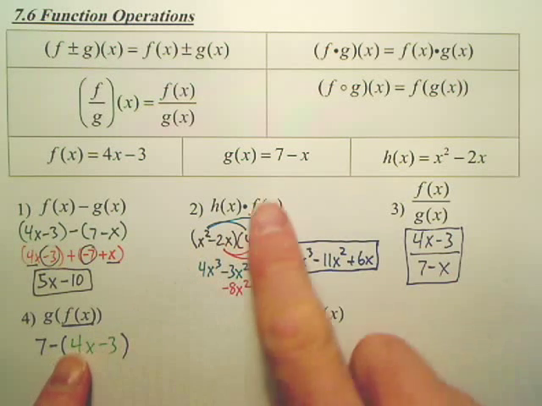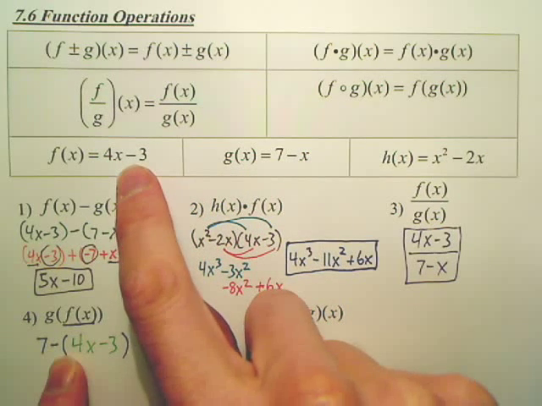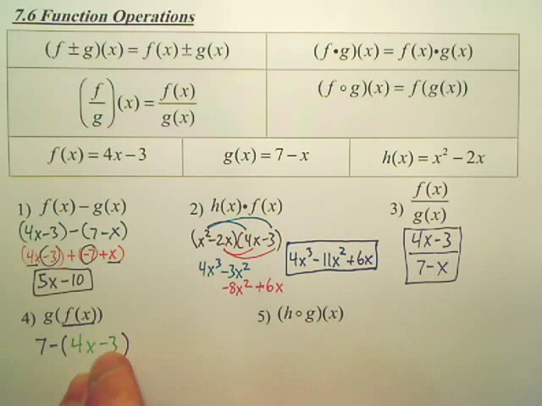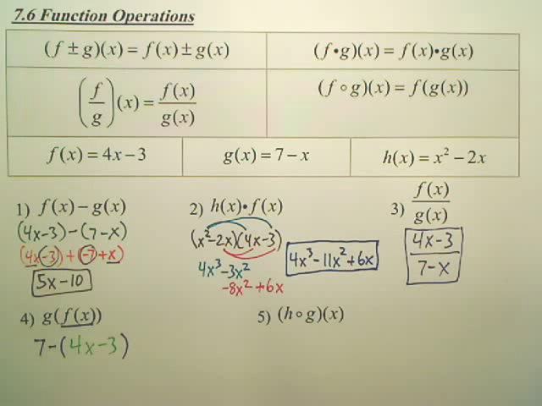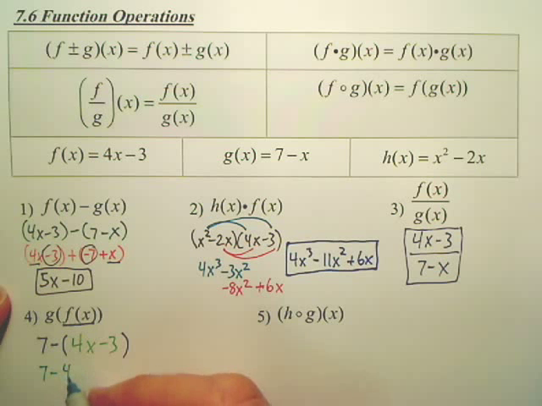Sorry. Here's g. It's in purple. I'm taking f and plugging it into g, the x right there. F is 4x minus 3. G is 7 minus x. Can we simplify this? Yeah. We now have 7 minus 4x. Sorry. Is that okay? Distribute the negative.